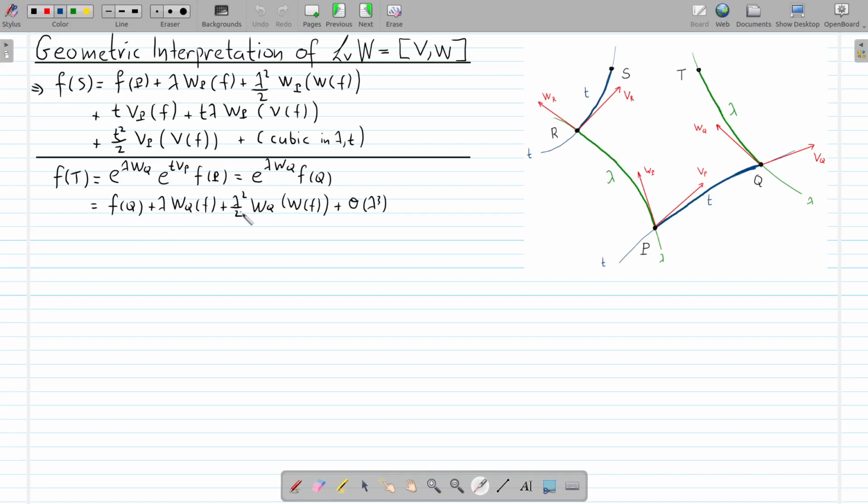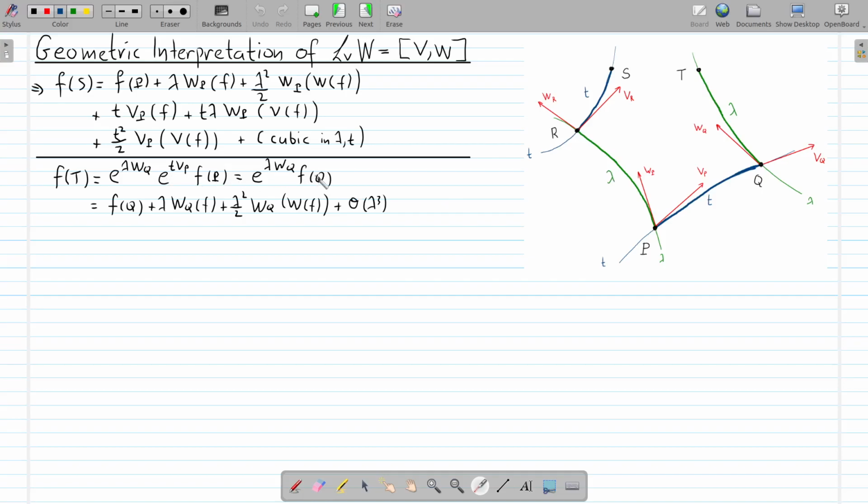Okay, now let's walk to the point T. So to arrive at the point T, we start from the point P, move along the direction of V up to Q by a parameter t. So this is given by the action of this exponential operator. Then after arriving at the point Q, we move along the W direction by a parameter lambda.